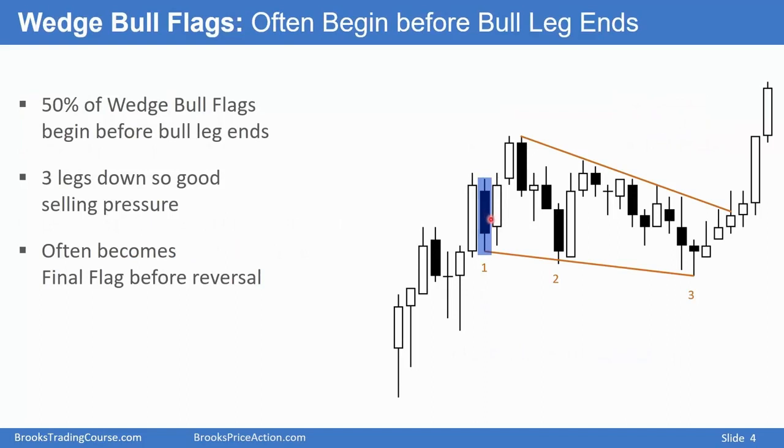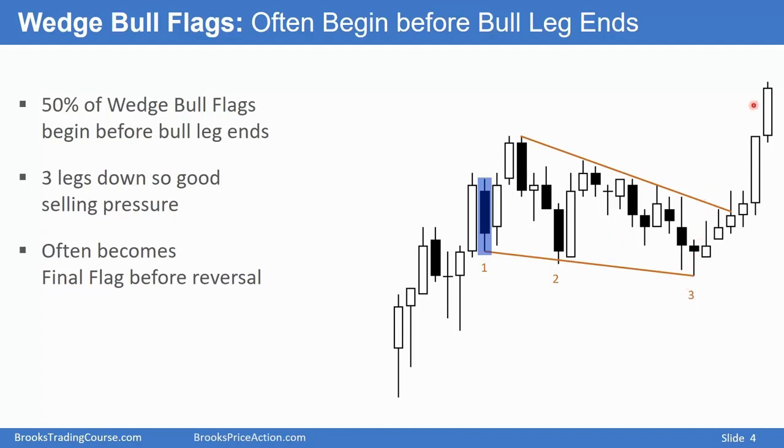This is very common, and probably 50% of wedge bull flags have a high following the beginning of the pullback. 3 legs down, 1, 2, 3, and it's pretty good selling pressure, a lot of bear bars. When you have a wedge bull flag like this with pretty good selling pressure, it often becomes the final bull flag in the bull trend.